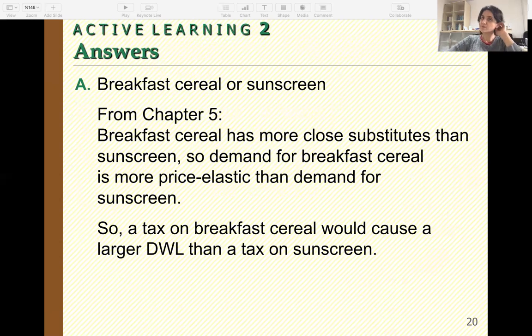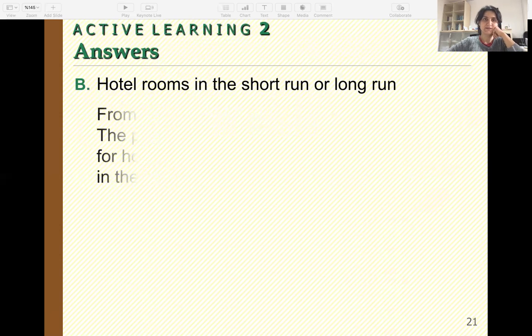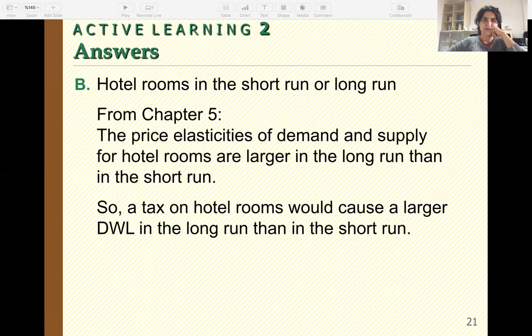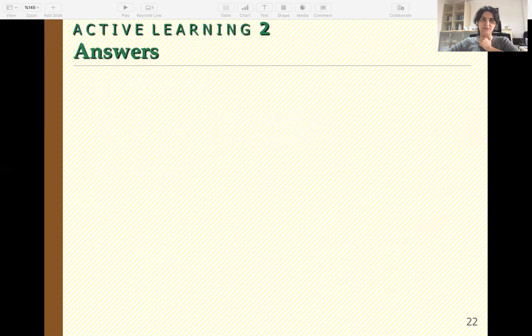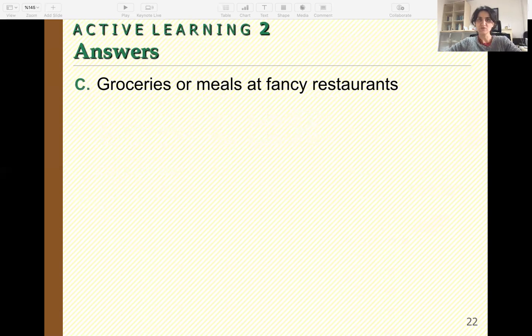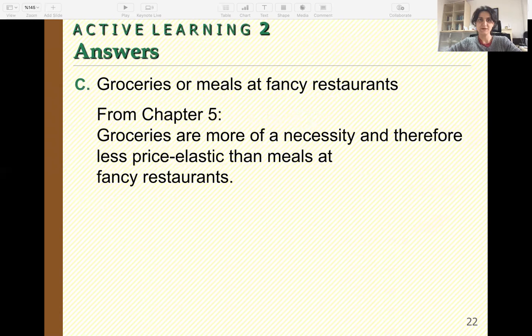So if the government's aim is to have a lower deadweight loss, it should tax sunscreen. Hotel rooms: the price elasticities of demand and supply for hotel rooms are larger in the long run than in the short run. So a tax on hotel rooms would cause a larger deadweight loss in the long run than in the short run. Groceries or meals at fancy restaurants? Groceries are more of a necessity, so less price elastic.